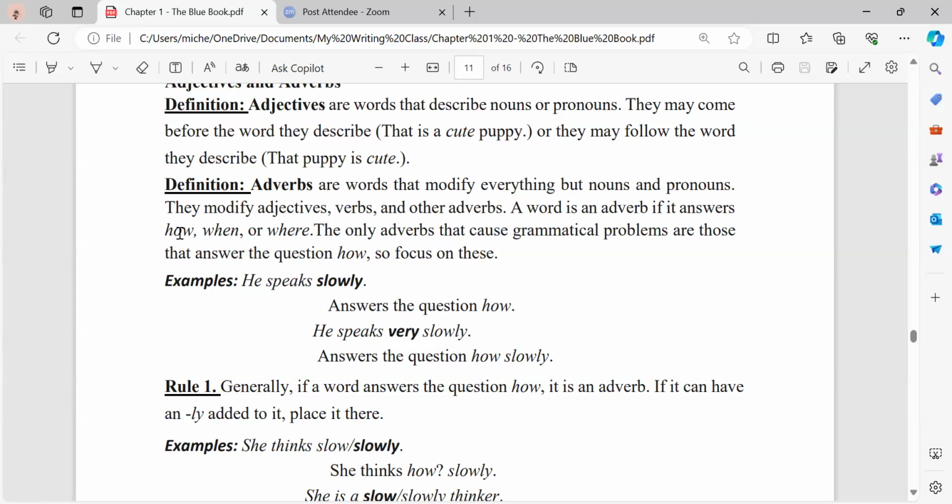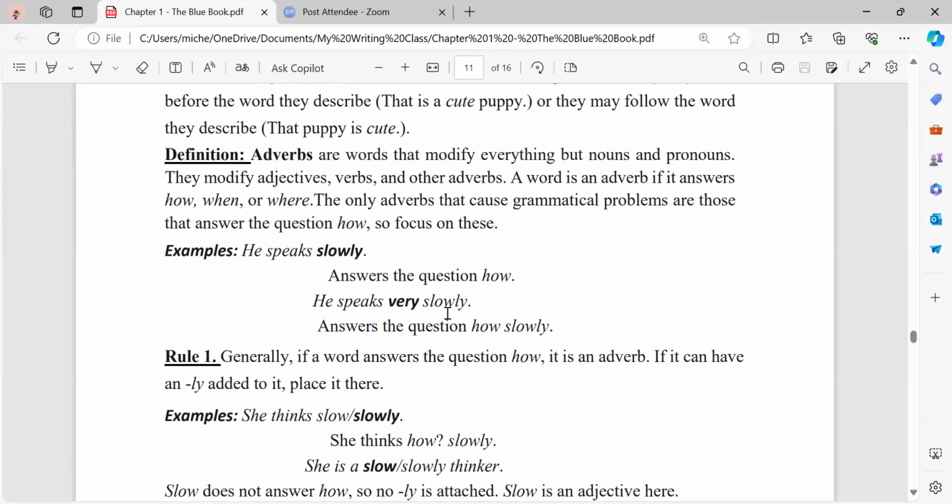So usually adverbs answer how, when, or where. Technically the word slowly right here is an adverb, which describes how he speaks, which is that he speaks slowly. So that is the usage of an adverb. Here's another example. He speaks very slowly. This sentence answers the question, how slowly does he talk? That's why it says how slowly. And very describes the slowly right here, very slowly. And it's very, very slow.